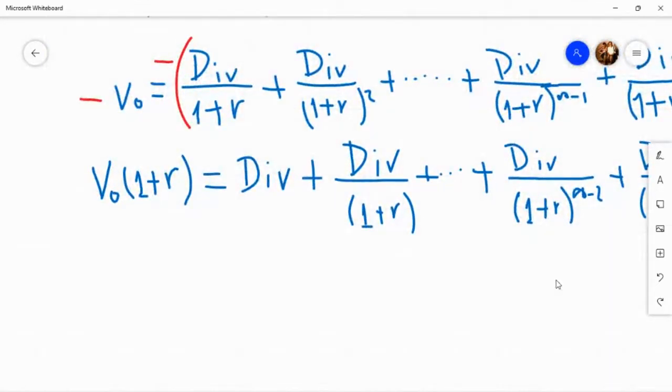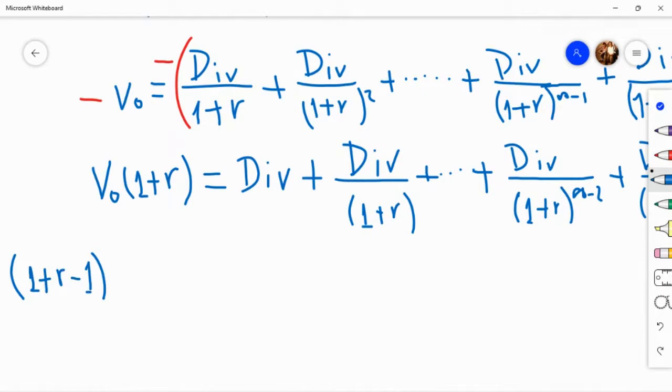So on the left-hand side, what's going to happen? It's going to be 1 plus r minus 1 times v0, because you're subtracting v0 from v0 times 1 plus r, right? If you factor out v0, it's going to be like this. And then you'll have the dividend.